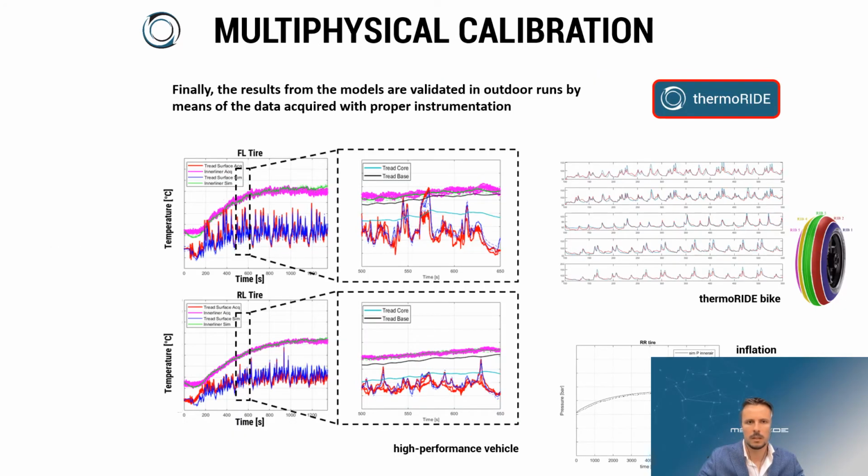The multi-physical calibration for thermoRIDE typically involves the validation with TPMS and with IR sensors, both internal and external. And here you can see an agreement between the outputs of the model and the acquired points, both for a car or a bike.